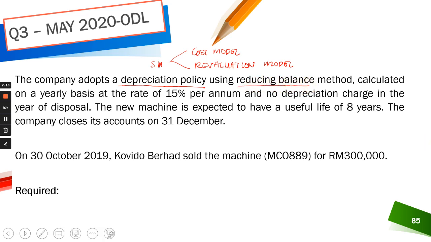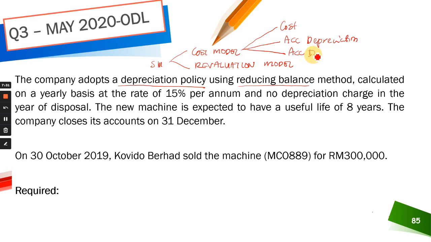Where if you talk about cost model, you have cost, and then you have your accumulated depreciation to arrive at the carrying amount. And then you have accumulated impairment loss, but this is not within FAR210, it's the stuff that you will learn later. But when we talk about depreciation here, the depreciation that we will have to look at is the straight line method and the reducing balance method.